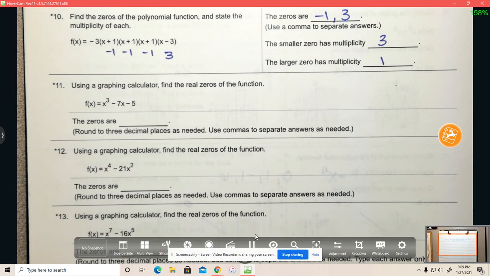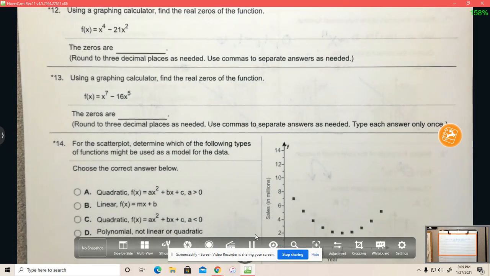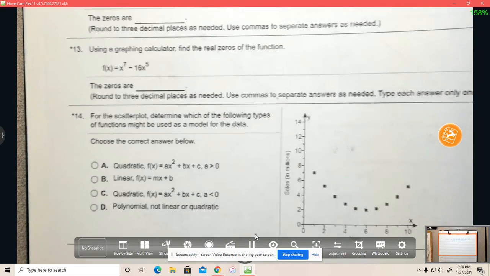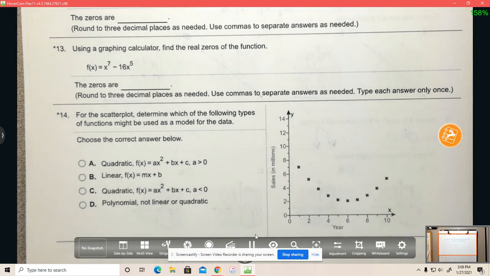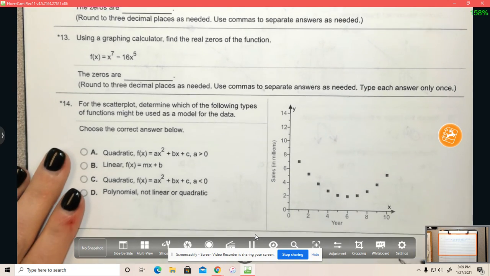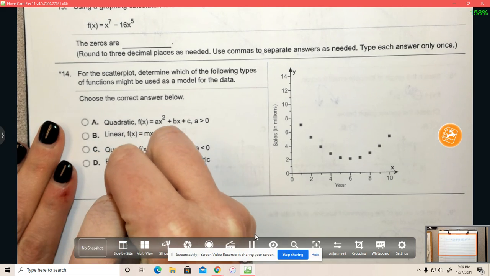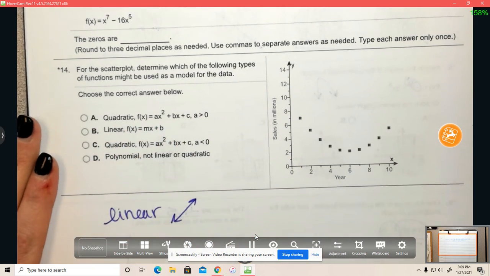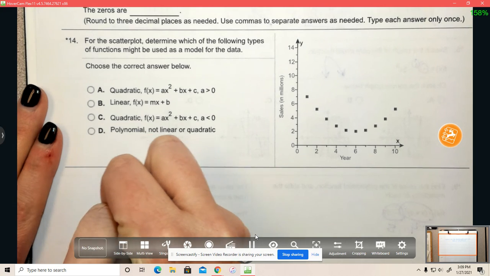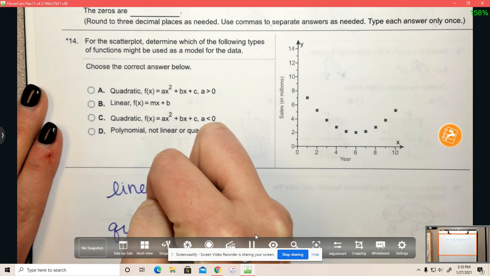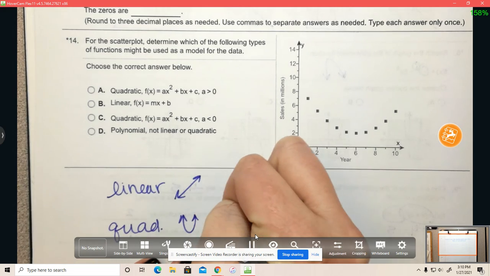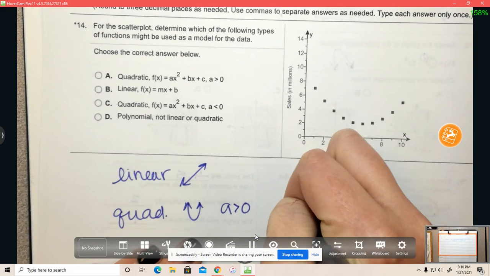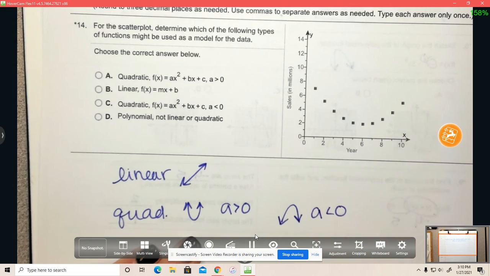All right. Now, switching back, you have 3 more problems. So 14, 15, and 16 are all set up very similar. So you're given a scatter plot, and you have to decide if it's quadratic, linear, or polynomial, meaning it's not linear or quadratic. So we need to talk about what linear and quadratic are. So linear is a line. Okay. Quadratic is a U shape, and it goes up if A is greater than 0, and it goes down if A is less than 0.